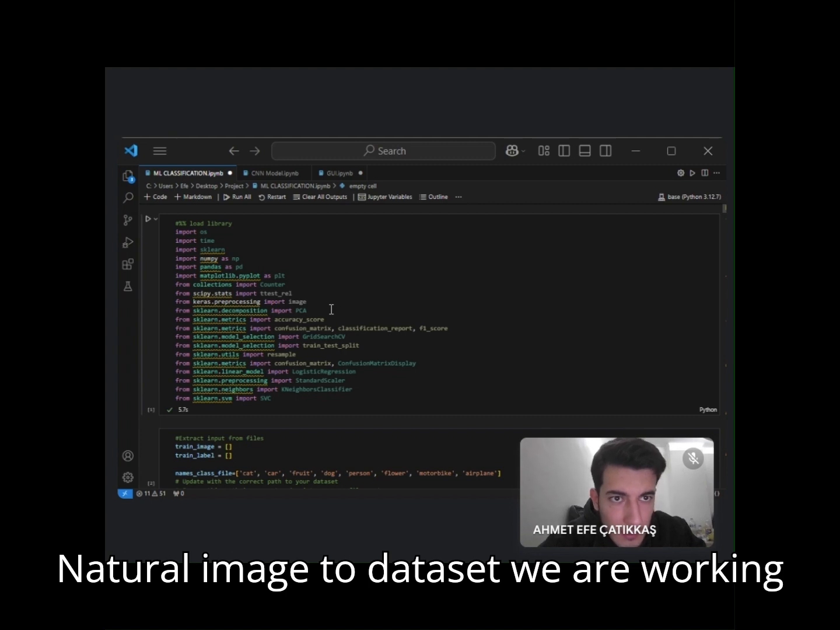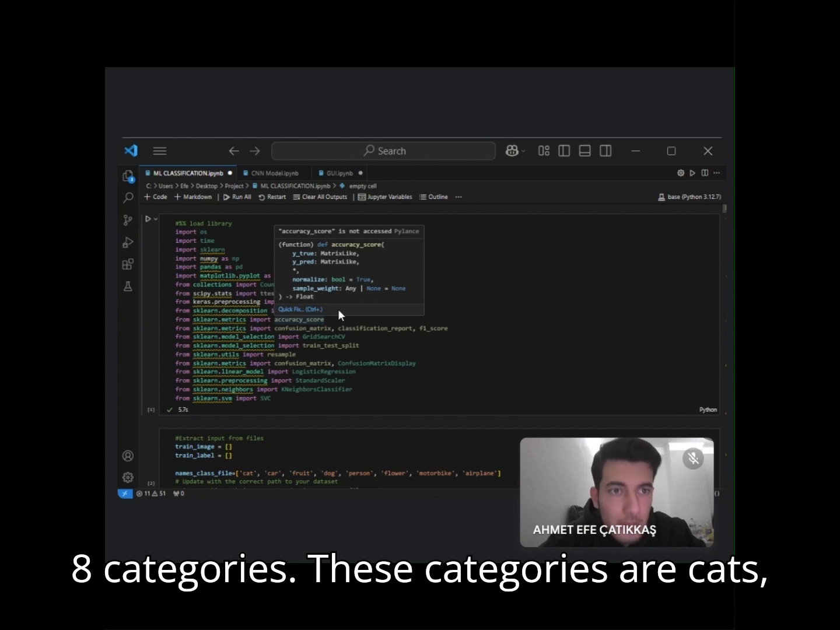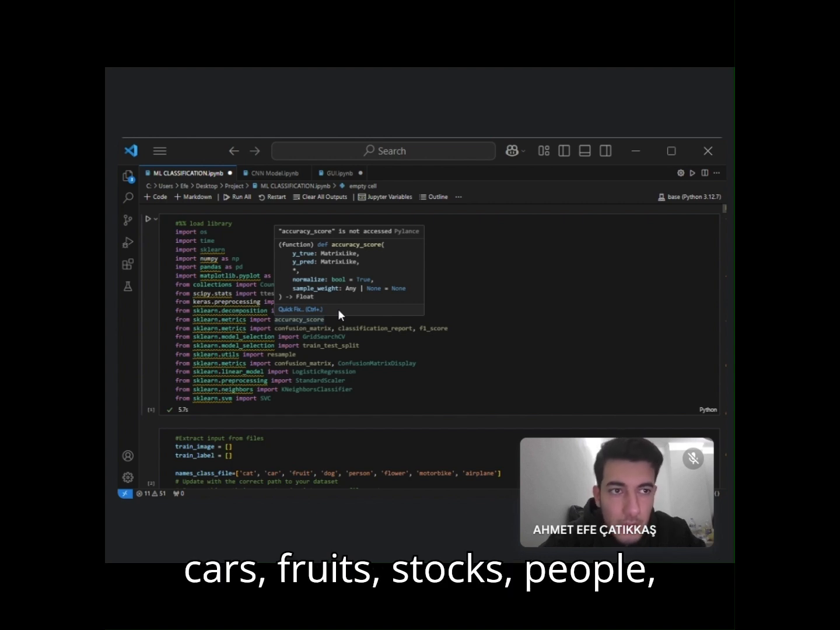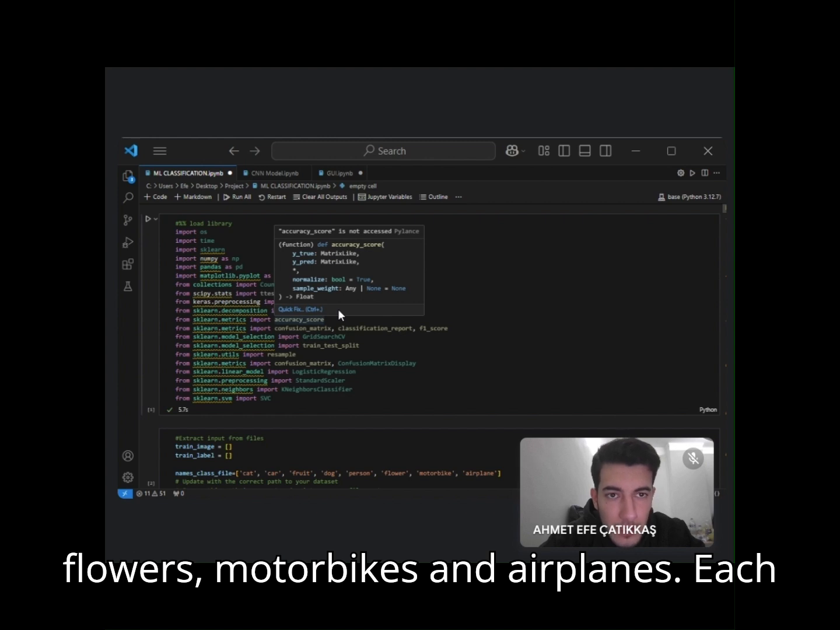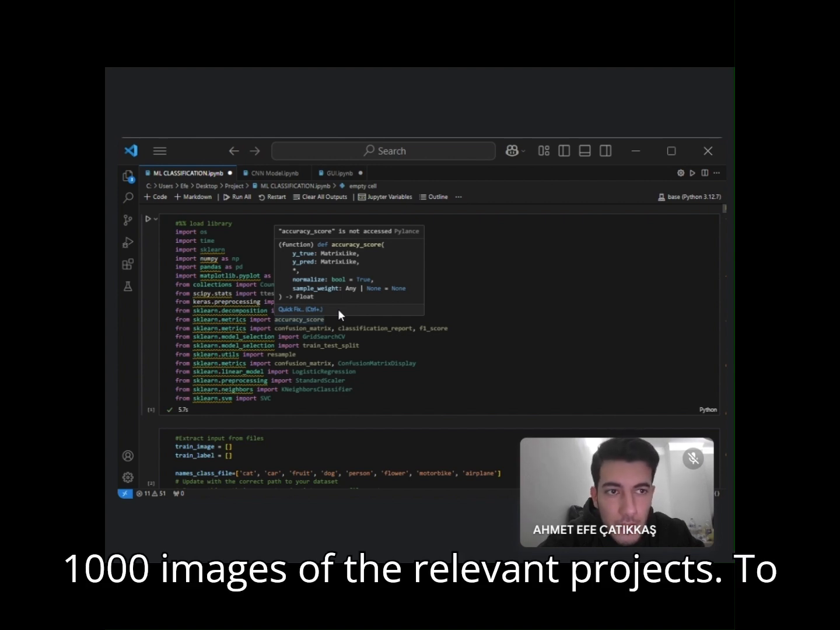The Natural Image dataset we are working with in this project consists of 8 categories. These categories are cats, cars, fruits, dogs, people, flowers, motorbikes, and airplanes. Each category contains between 700 and 1000 images.